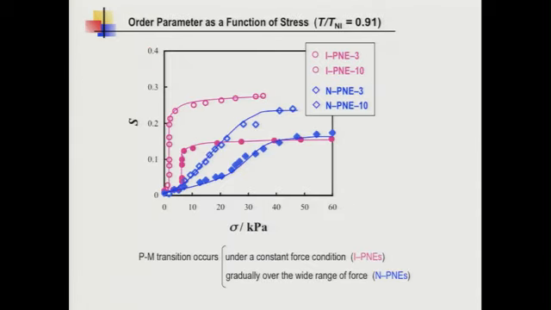To see the difference more clearly, this plot is more convenient. This is the orientation order parameter as a function of stress. The red data corresponds to the isotropic genesis, and the blue one corresponds to the nematic genesis. In the case of isotropic genesis, the order parameter increases steeply, almost discontinuously, jumping from 0 to finite values. But in the case of nematic genesis, the transition occurs gradually over a wide range of stress. But in the final state, there is almost no difference in the order parameter.